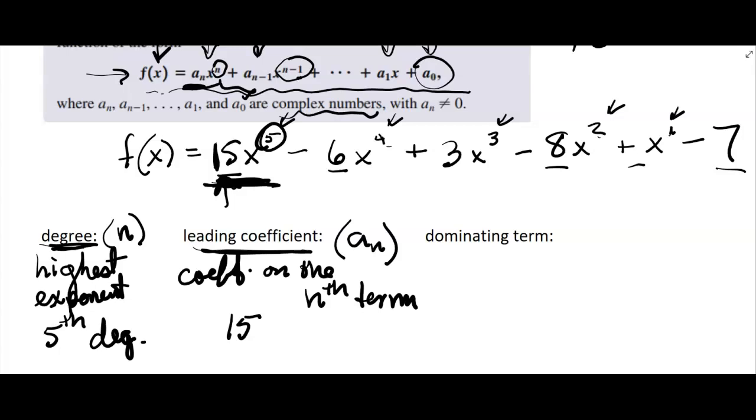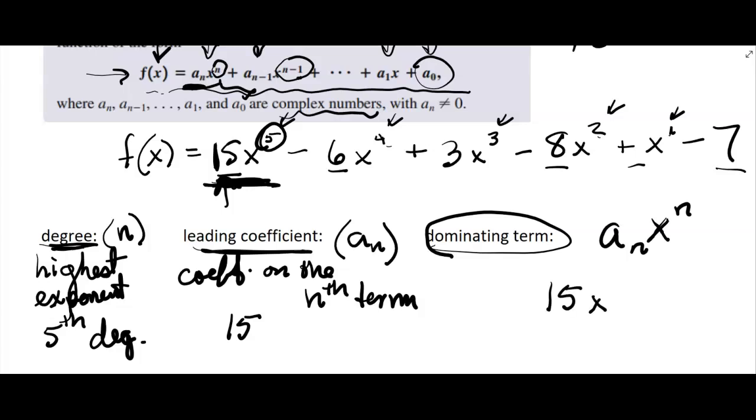Okay. The dominating term is that leading term. So sometimes I'll call it the leading term. But in our case, it would be a sub n x to the nth. That's the one that's going to have the most power in the polynomial because it has the highest exponent. So when it's affecting things, it's going to have the highest value when you're plugging numbers in and stuff. In our example, the dominating term would be 15x to the 5th. Okay, in the next video, we're going to practice identifying these things.